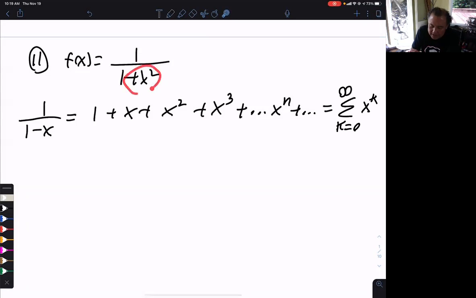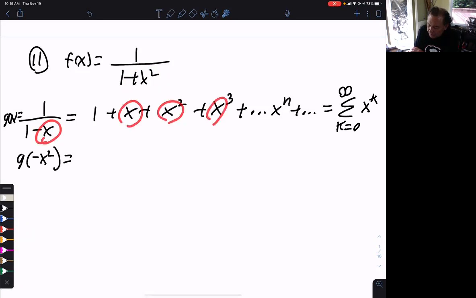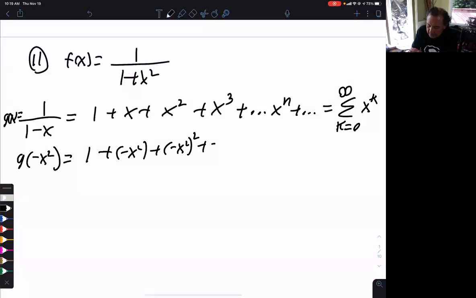Now look, we want plus x squared. If I replace x with minus x squared, so we'll call this g of x, so if I do g of minus x squared, that will replace every x with minus x squared. And we will get this: 1 plus minus x squared plus minus x squared squared plus minus x squared cubed plus dot, dot, dot. I forgot the plus there. I only need the first 4 terms. So to do the problem correctly, that's all I wanted.